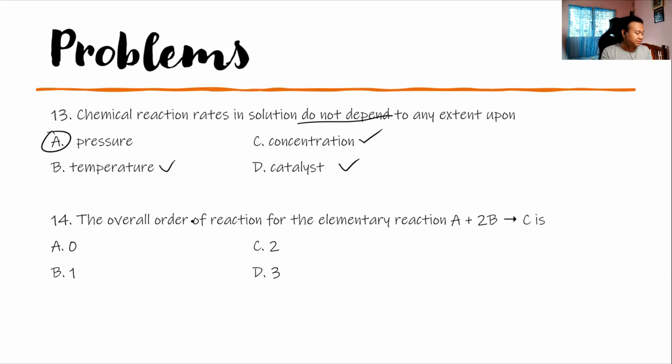So let's move on to number 14. The overall order of the reaction for the elementary reaction A plus 2B yields C is, assuming this is elementary, right? So the rate is k, C_A C_B squared. So 1 plus 2, the overall reaction is third order.